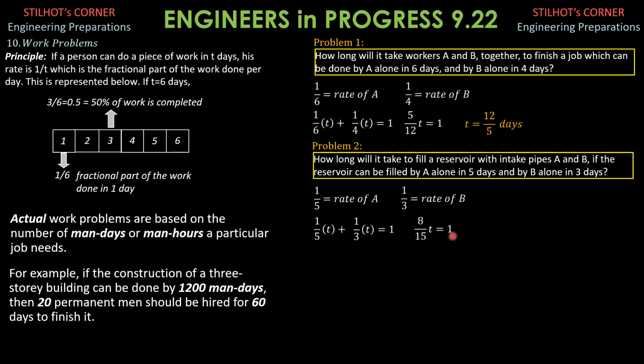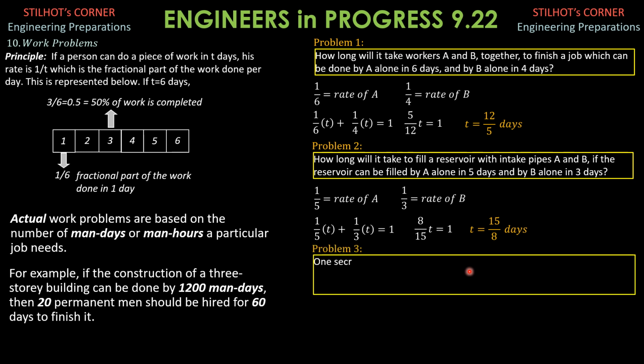So t therefore is 15 over 8. So that's 15 over 8 days. Or in mixed fraction, that's 1 and 7 over 8 days. That's the other way of expressing the answer.